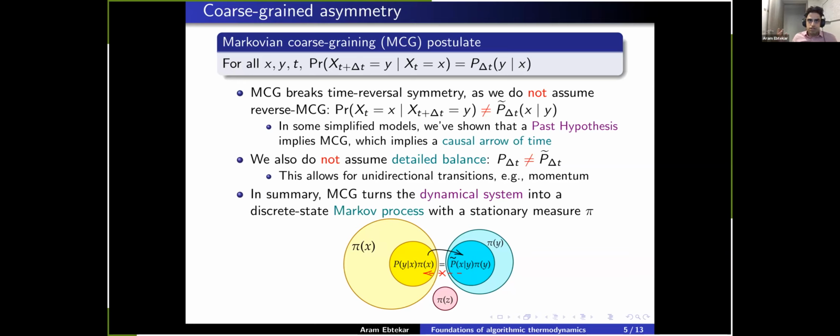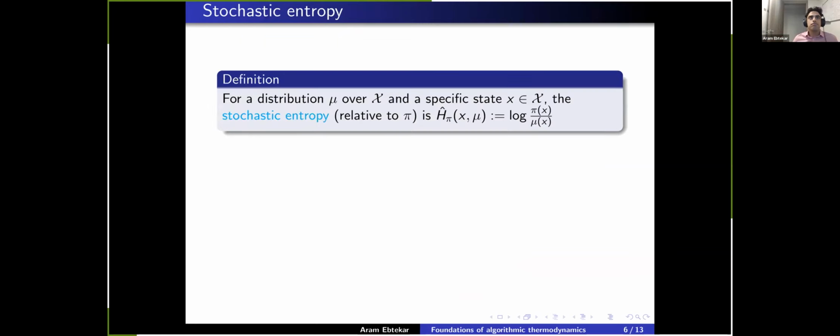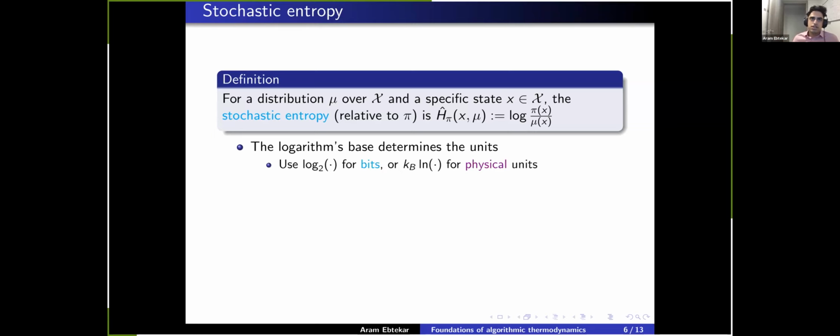So in summary, with this MCG assumption, our dynamical system is now just a discrete state Markov process with a stationary measure pi, and we can use stochastic process theory. We define the stochastic entropy relative to this Liouville measure pi by this log ratio of the Liouville measure and the probability mass on X. Now this might look a little different from how some sources define stochastic entropy. The reason is, one, we're not specifying the units, which are hidden in the choice of the logarithm base. Us information theorists like to use binary log, but you could use natural log and put a Boltzmann's constant in front. That'll give you the value in physical units.